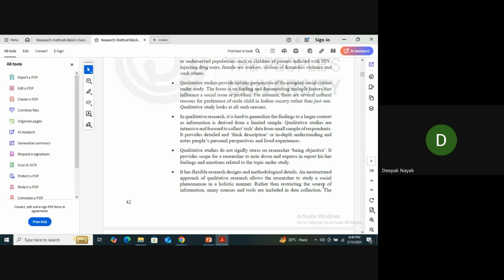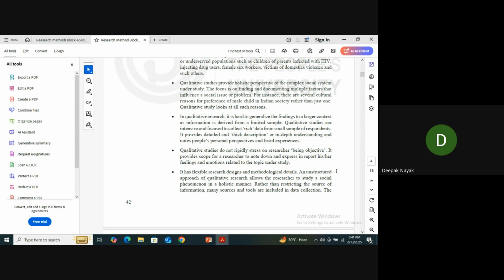Then you have focus group discussion. In a focus group discussion, you select some people in their context and try to interact with them in an informal way to gain some insight into selected problems that you are interested in. So these are focus group discussions.